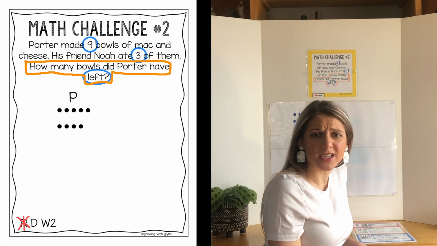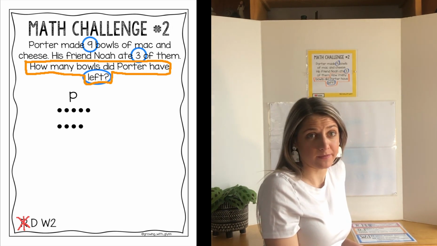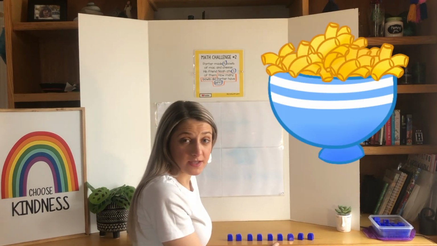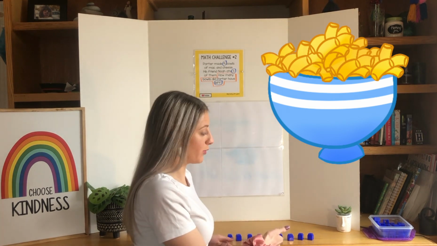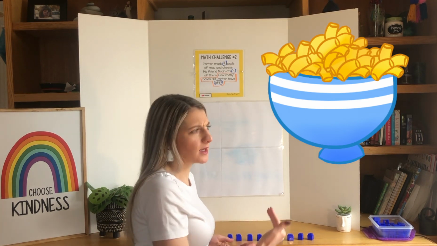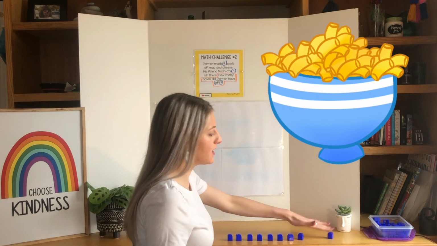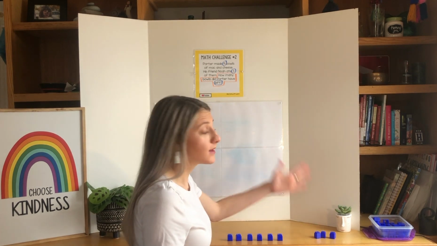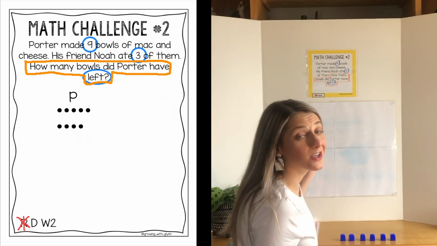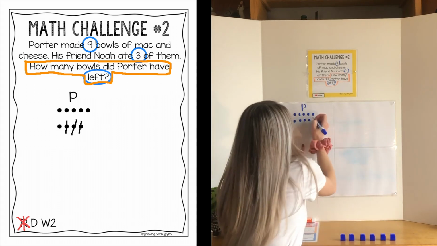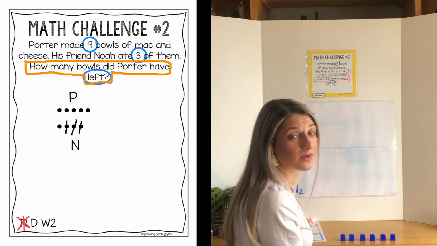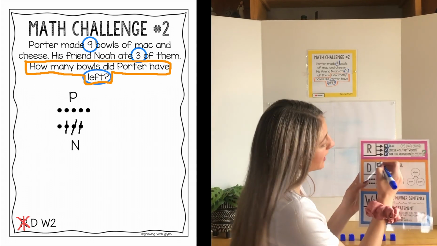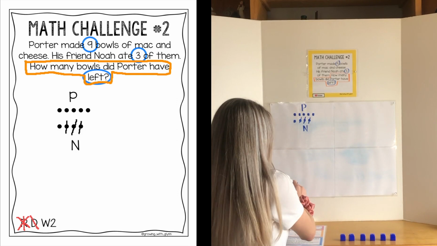Now our next sentence says, his friend Noah ate 3 of them. Just so we have a quick visual here, I'm going to pull some cubes. Here we have our 9 bowls of mac and cheese that Porter made. Now, if Noah ate 3 bowls of these, did he add some more in, or did he eat them? Did he take 3 away? He took 3 away. And in our drawing, we're going to cross those 3 off. I'm going to label those 3 that I crossed off with an N for Noah to show that those are the 3 that he ate. Now we've drawn and labeled, I can check off my D and cross it off on my board.